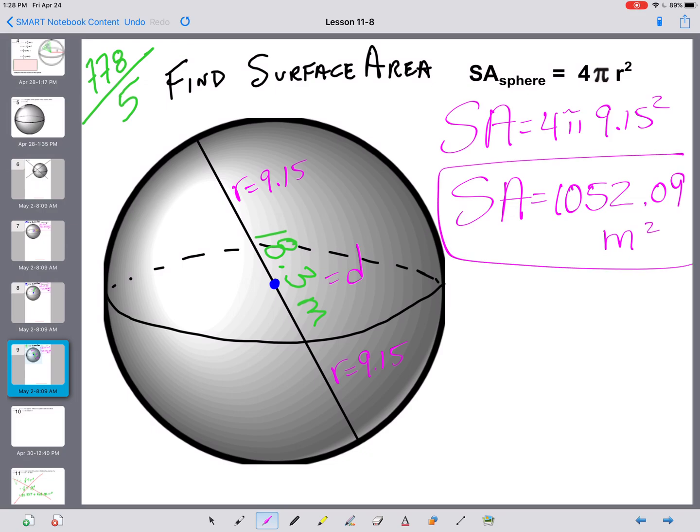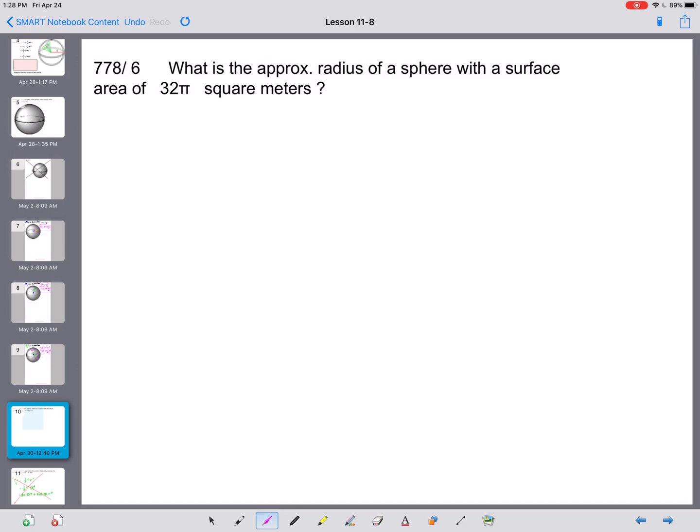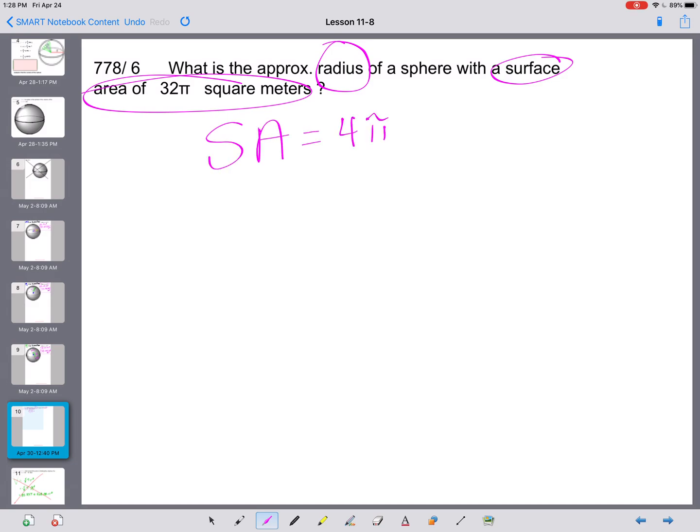Let's see what we've got here. Number 6. What is the approximate radius of the sphere with a surface area of 32 pi? They're giving us the surface area and they want the radius. Let's use the formula: surface area of a sphere, 4 pi r squared. So 32 pi equals 4 pi r squared. We want to solve for r.